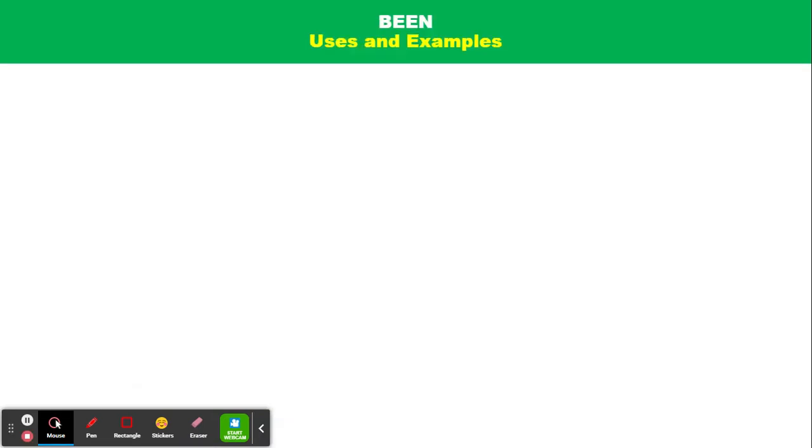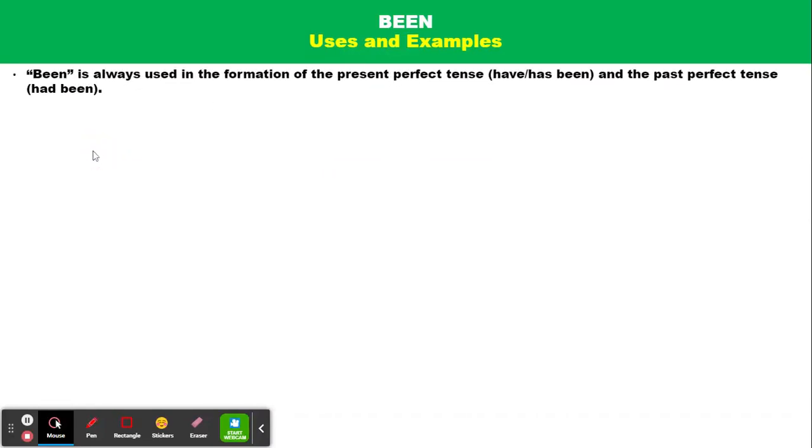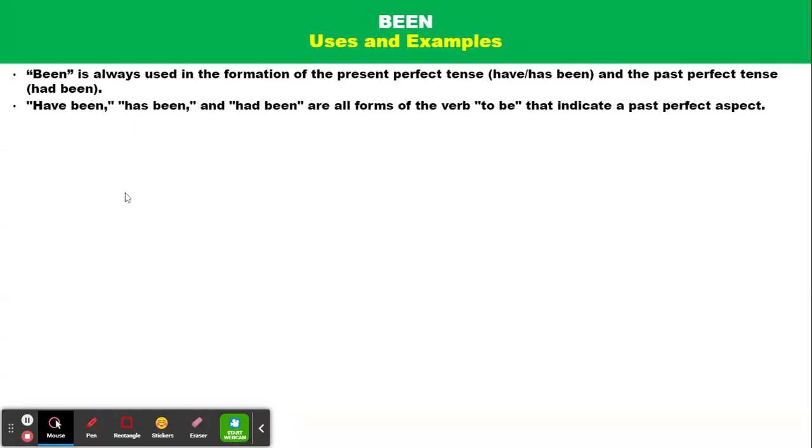Now let's begin to look at uses and examples of each of these. We want to start with been, B-E-E-N. Been is always used in the formation of the present perfect tense, have or has been, and the past perfect tense, had been, as earlier mentioned. Have been, has been, and had been are all forms of the verb to be that indicate a perfect aspect.